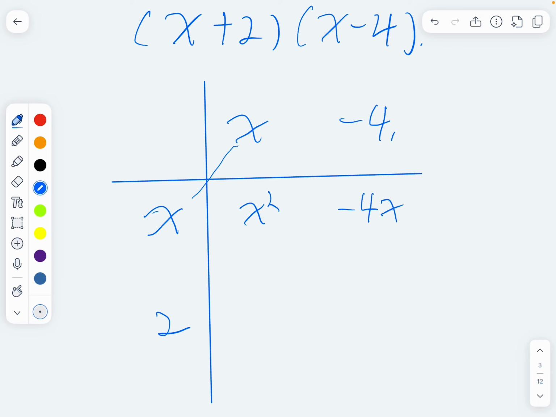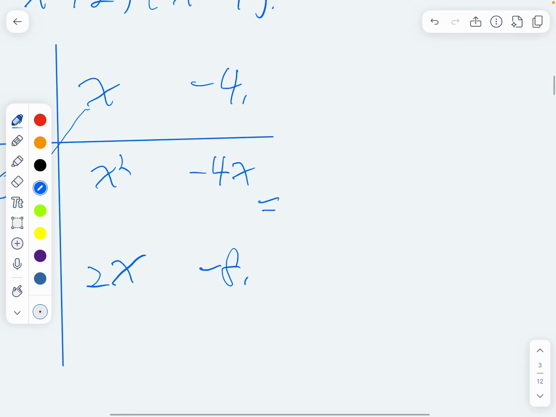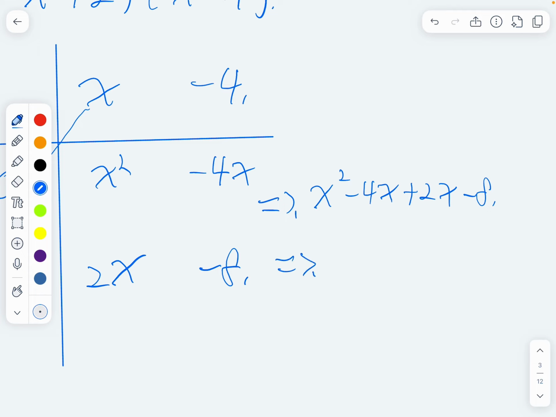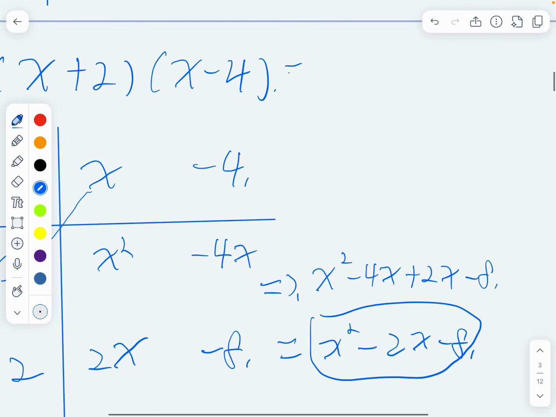For this one it is 2x. For this one it is negative 8. Combining the like terms, 2x minus 4x, that's the final answer: x squared minus 2x minus 8.